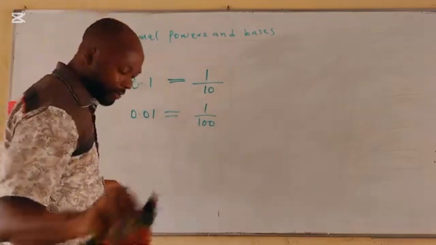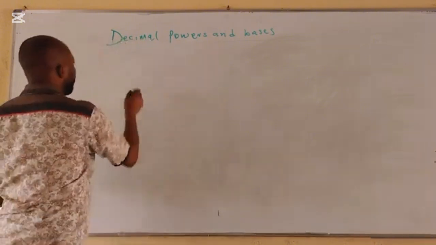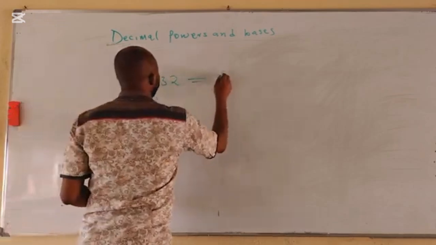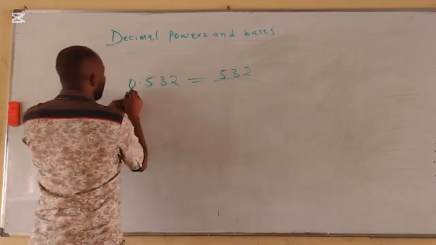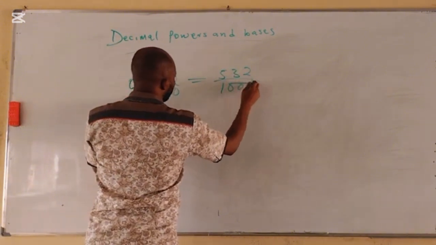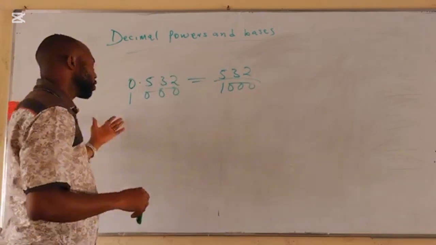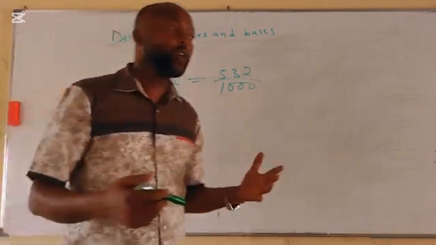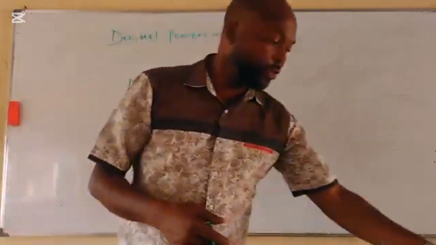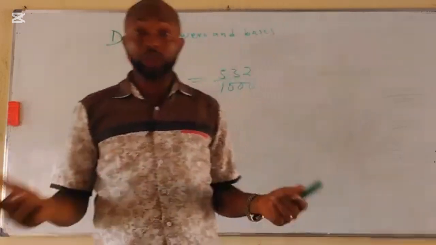So if I have 0.532, the real number here is 532 over 1000. So it becomes 532 over 1000, which will give me 0.532. I'm only showing how to convert from decimals to fractions. So if we have known that, let us move on to solving real questions.